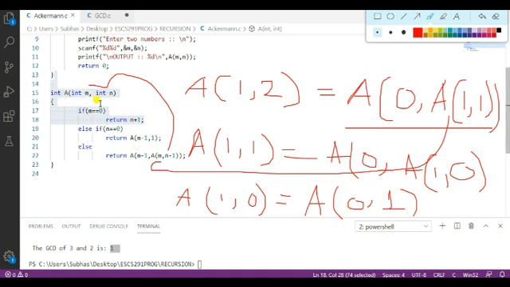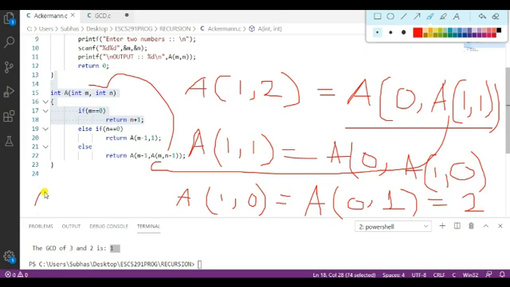When a of 0 comma 1, m equal to 0, so it will return n plus 1. What is n? N is 1, so that is equal to 2. So a of 0 comma 1 equal to 2, and that means a of 1 comma 0 is also equal to 2.